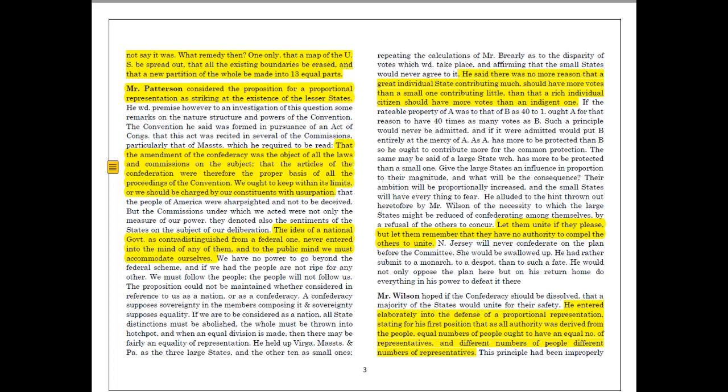Now, Patterson is going to give a kind of nod to an argument for justice here on the right-hand column of 3. He says, "There was no more reason that a great individual state contributing much should have more votes than a small one contributing little, than that a rich individual citizen should have more votes than an indigent one." That, of course, is of the two alternatives for an equitable ratio of representation, either personhood or property. This, of course, is Patterson claiming that principle of personhood, that is, we're all equal, whether we're rich or poor, we should each get a vote, and simply claiming it for the states as a corporate entity.